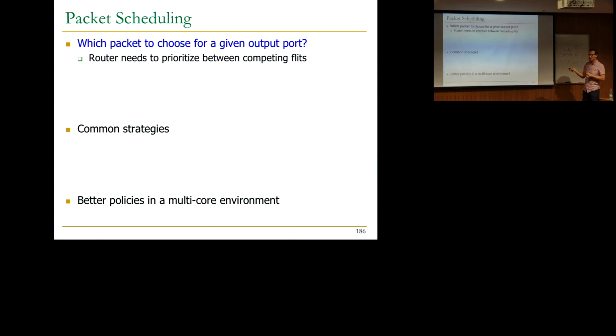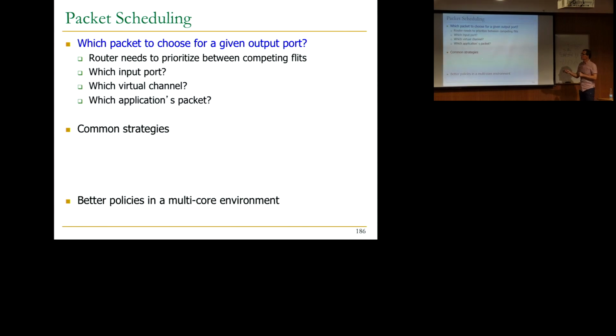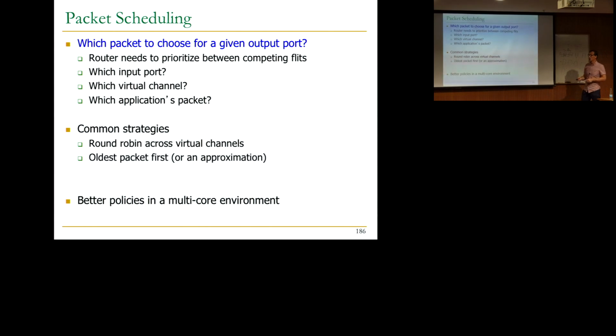And we've been talking about it. The router needs to prioritize between competing flits. So which input port do you pick? Which virtual channel do you pick? Or which application's packet do you pick? And we're going to talk about this application's packet a little bit. So there are common strategies that are used in buffered routers. As I said, you use round robin across virtual channels, or oldest packet first, or an approximation of it, or prioritize some virtual channels over others.